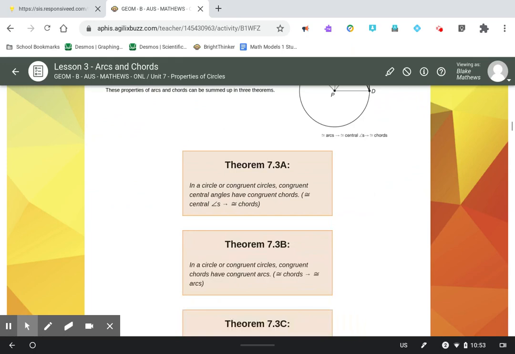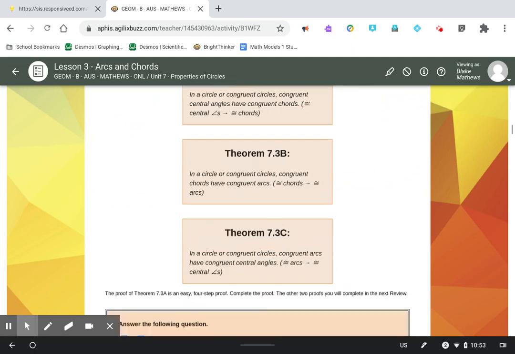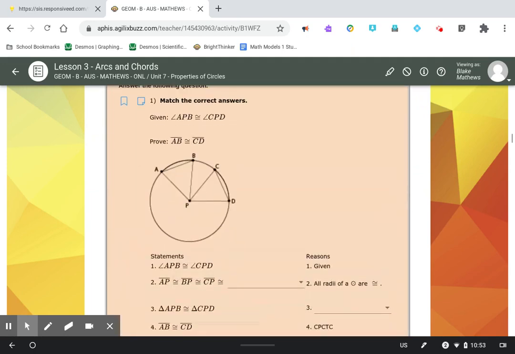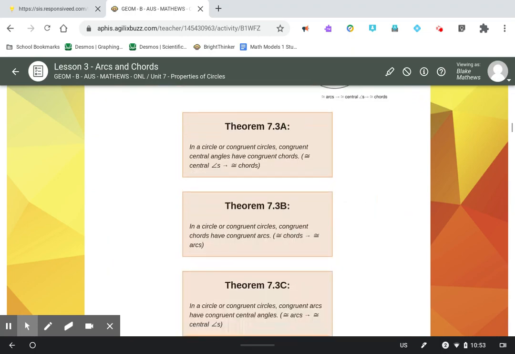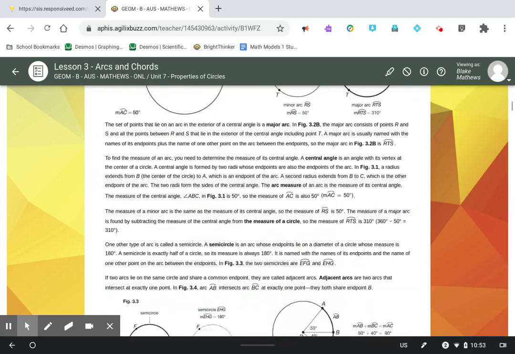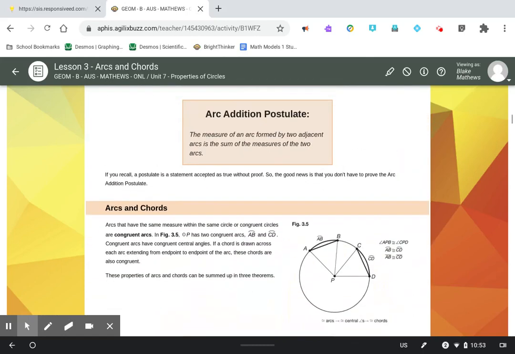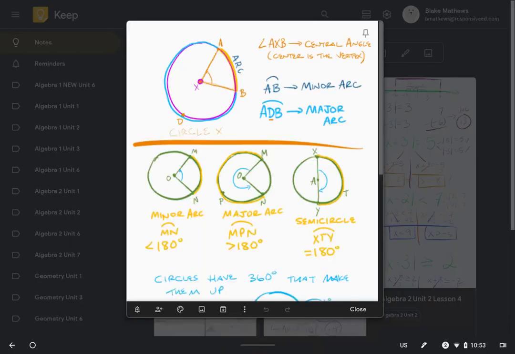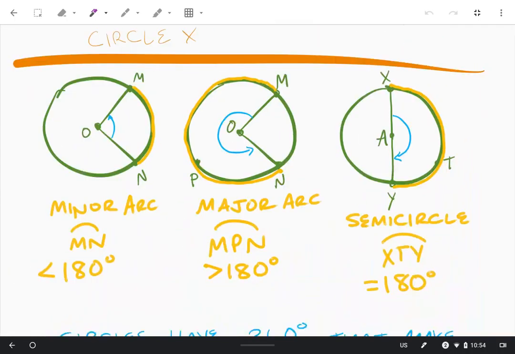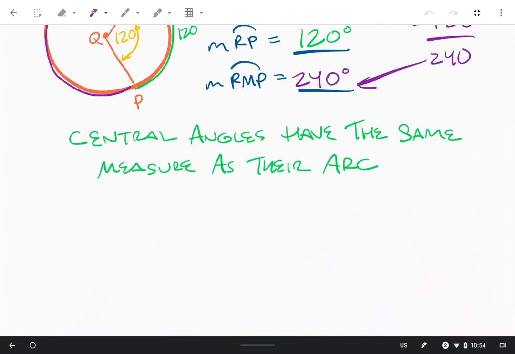We've talked about the fact that congruent central angles are congruent to their chords. So these theorems, I'll just walk us through these. Let's walk through these theorems. So the first one is arc addition postulate. Let's jump over here and I'll talk about the arc addition postulate.